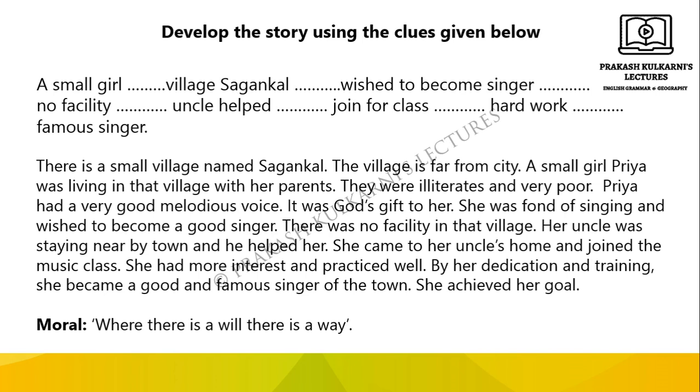Priya had a very good melodious voice. It was God's gift to her. She was fond of singing and wished to become a good singer. There was no facility in that village. Her uncle was staying nearby town and he helped her. She came to her uncle's home and joined the music class. She had more interest and practiced well. By her dedication and training, she became a good and famous singer of the town. She achieved her goal. The moral of the story is where there is a will, there is a way.